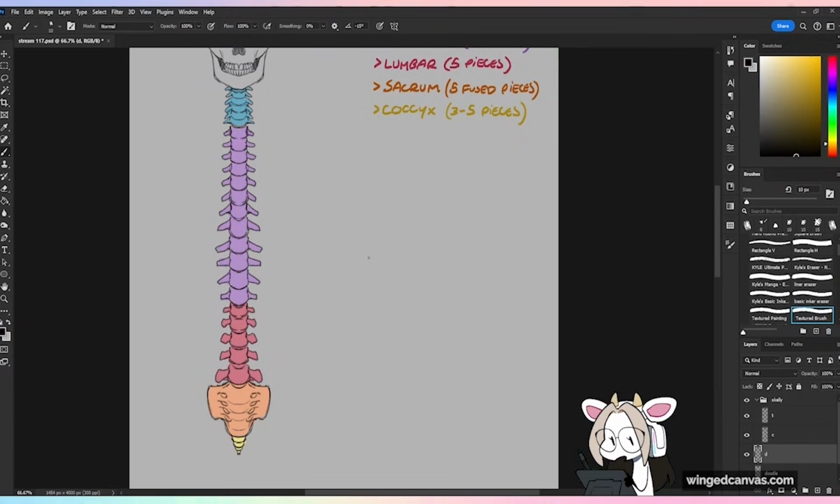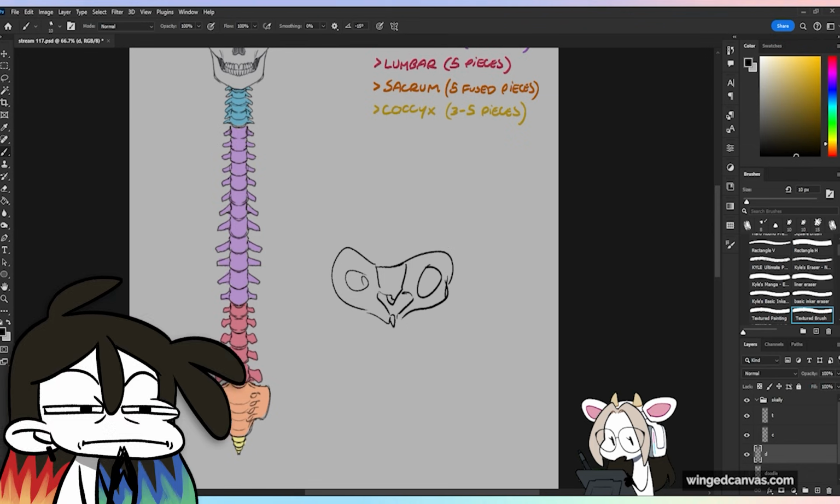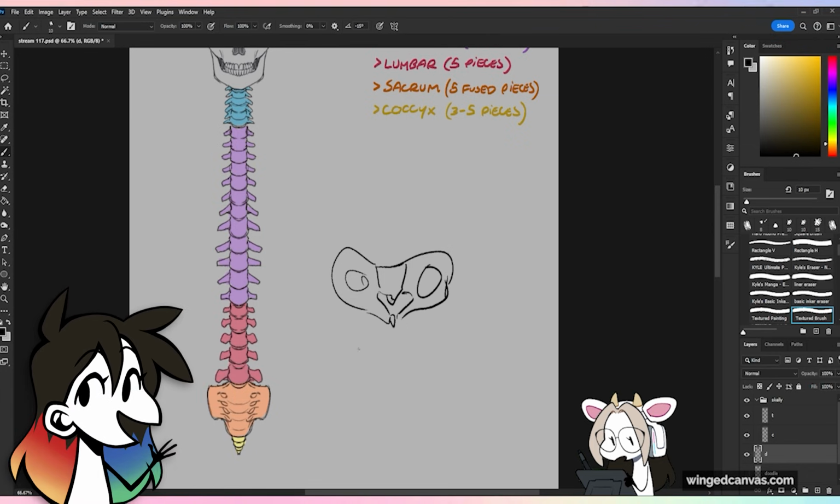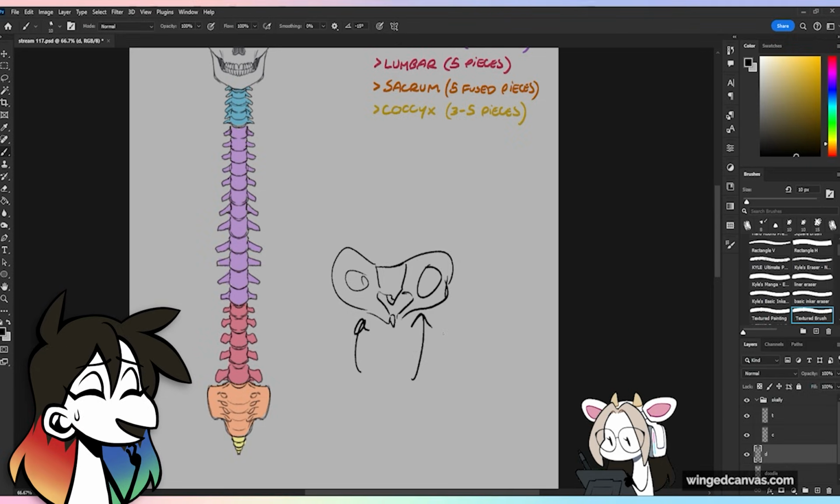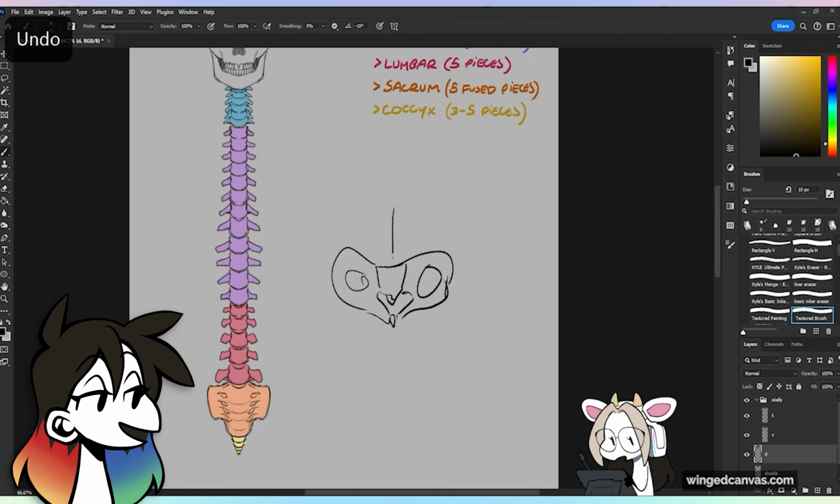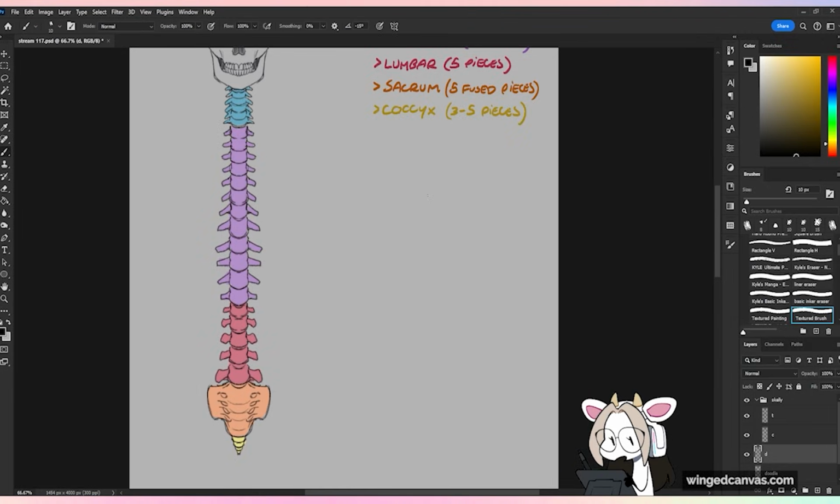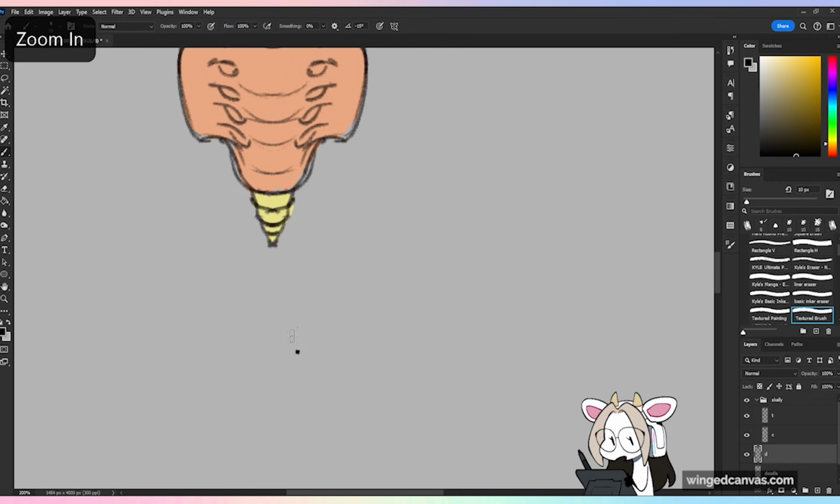Pretty sure a bunch of us know what a pelvis looks like, right? So in the back of the pelvis, this is a really shoddy pelvis, but the pelvic bone is part of the appendicular skeleton because there's technically 2 pieces that are connected together, and the sacrum is the thing in the center that holds those 2 together. All right, so your sacrum is 5 fused pieces, and your coccyx, which is also known as your tailbone.